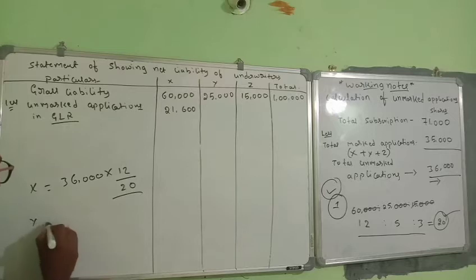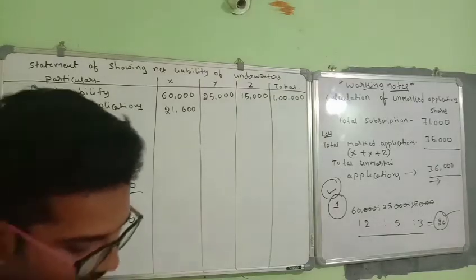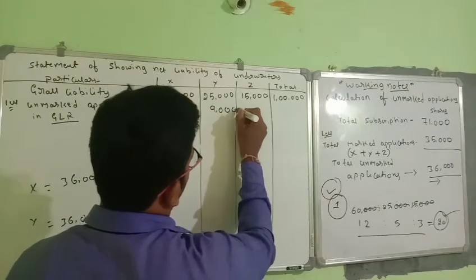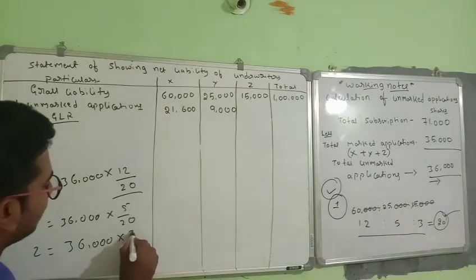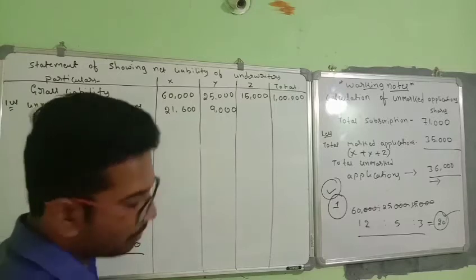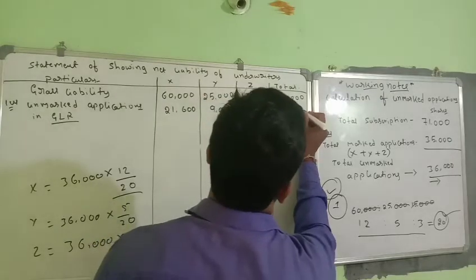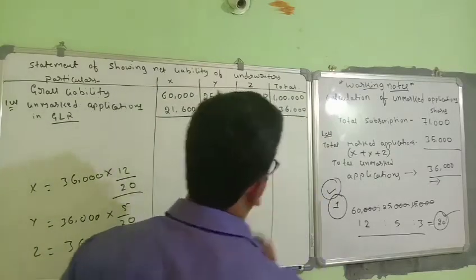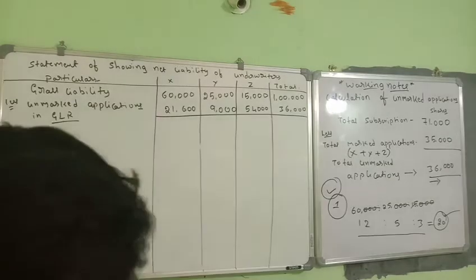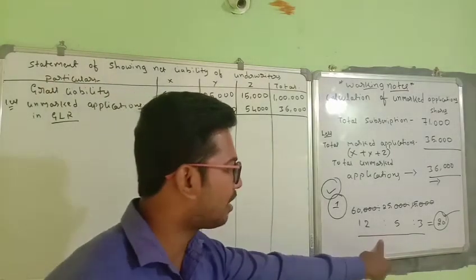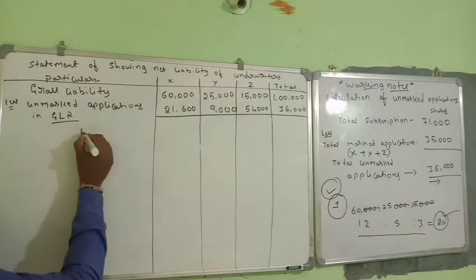Similarly, you can do it for Y also: 36,000 into 5 divided by 20, you will get 9,000. Then again, similarly for Z, 36,000 into 3 divided by 20, you will get 5,400. So the total is 36,000. So we apportioned it on the basis of the gross liability ratio. According to this ratio, distribute the unmarked applications to X, Y, Z, and we will get the balance.